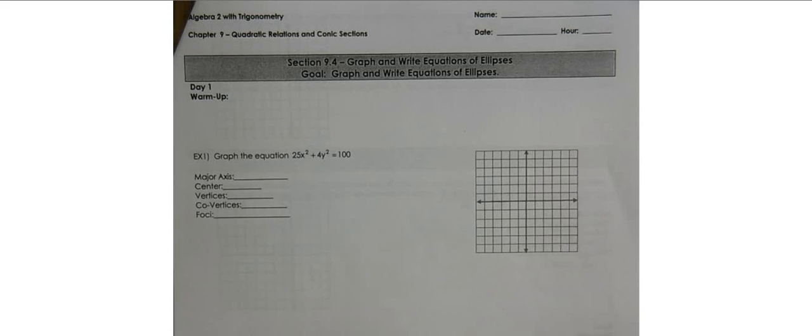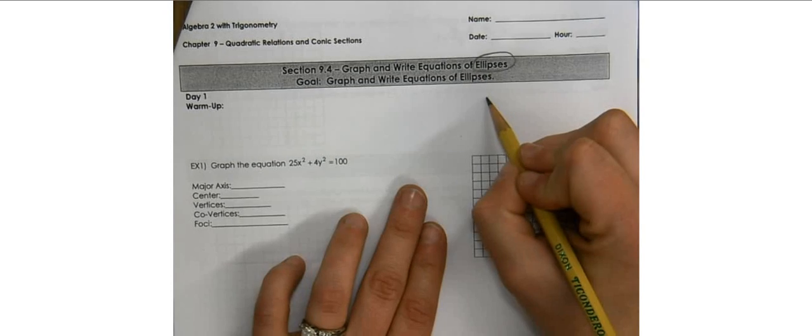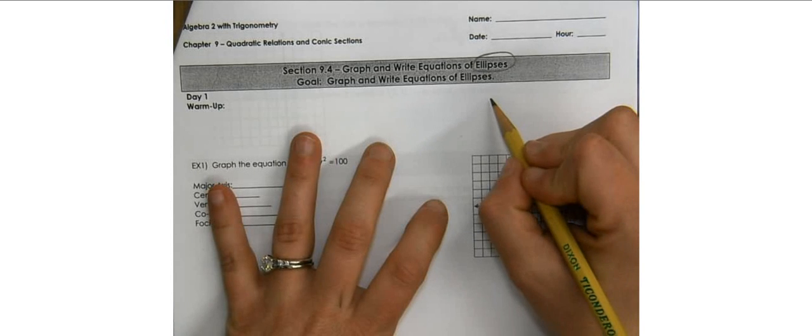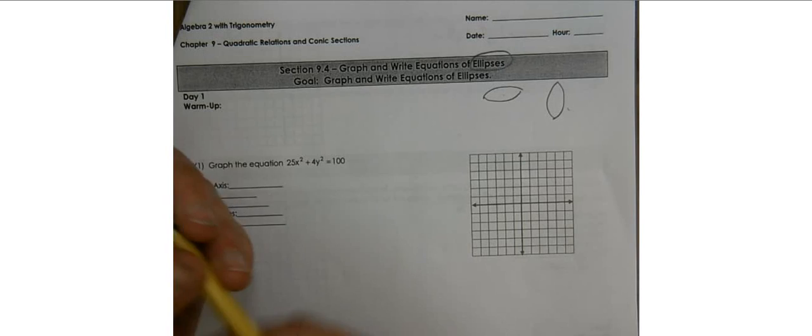Hi everyone, for today's lesson we are going to learn how to graph and write equations of ellipses. An ellipse looks like an oval. So we're going to be graphing shapes that will either look like an elongated oval that is horizontal or vertical. And whether it's horizontal or vertical depends on the kind of numbers that we are given and where those numbers are located.